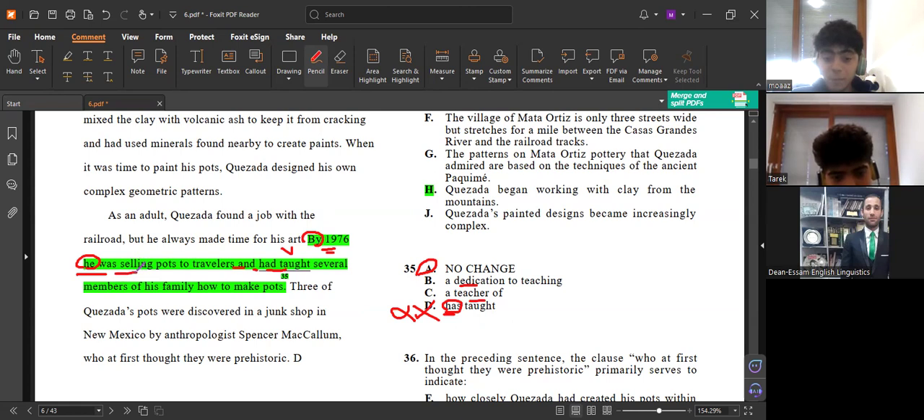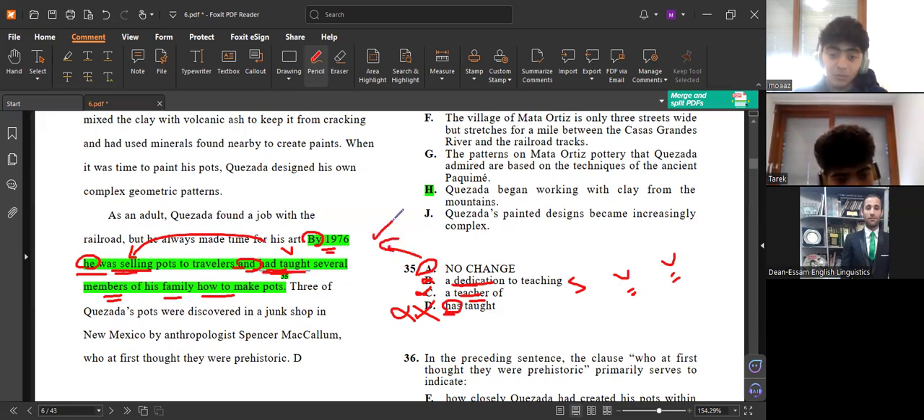He was selling and taught several members or a dedication to teaching. But how we have and, so it's a compound predicate. So we need a verb. And the same meaning, he taught several members of his family how to make, yes, what he was teaching, not a teacher of. So no parallelism because this is now a noun, we need a verb. And it's the same meaning, had past participle, spelling correct, and the parallelism was past correct, and the subject did the action correct, so everything correct, so A is correct. That's it. Right. That's a point.